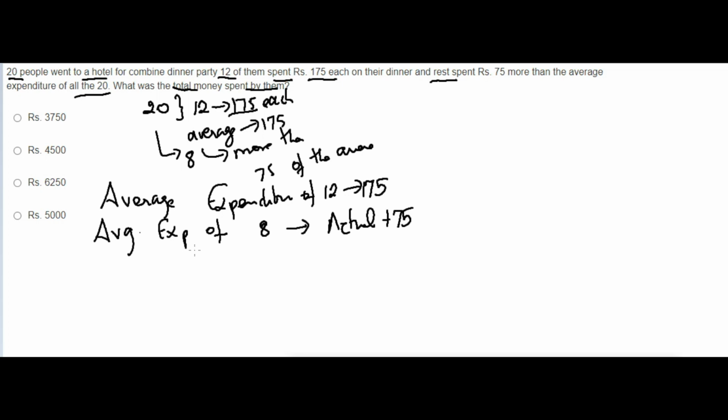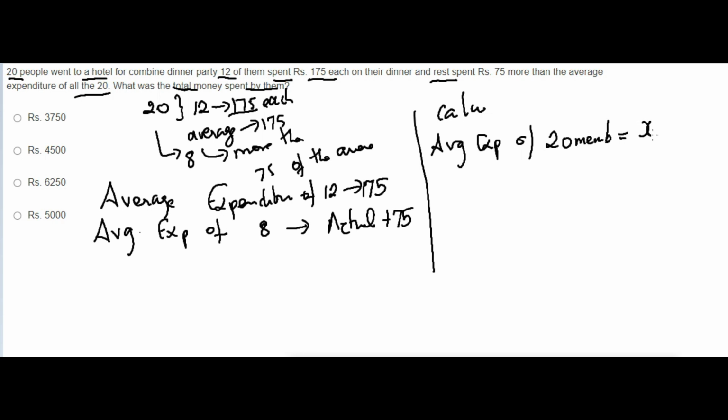Now look here, we can go for the calculation. How can we make the calculation? Look at the calculation part. It's very simple. Actually, we know only the average of the 12 members, but we don't know the average of 20 members. Is it right? So we take the average expenditure of 20 members as x rupees, no problem.